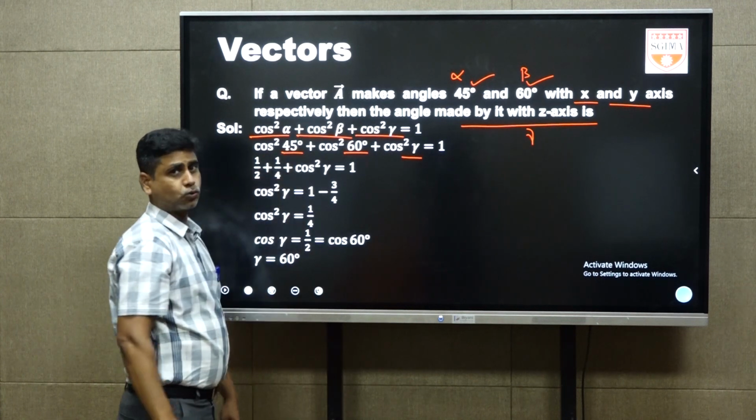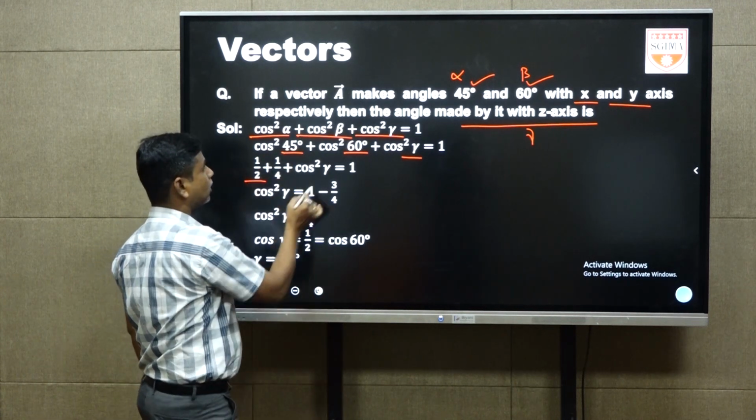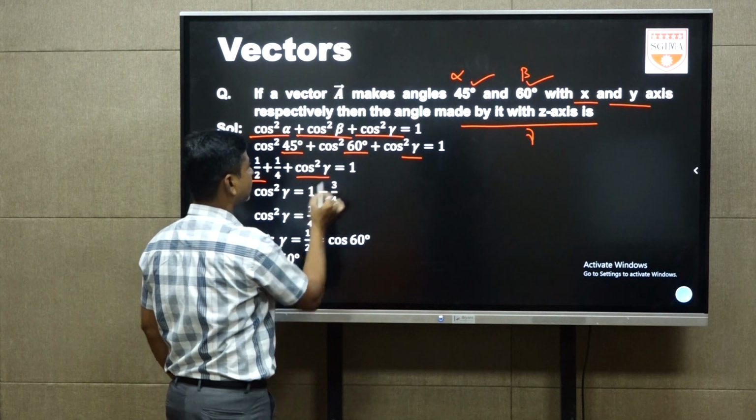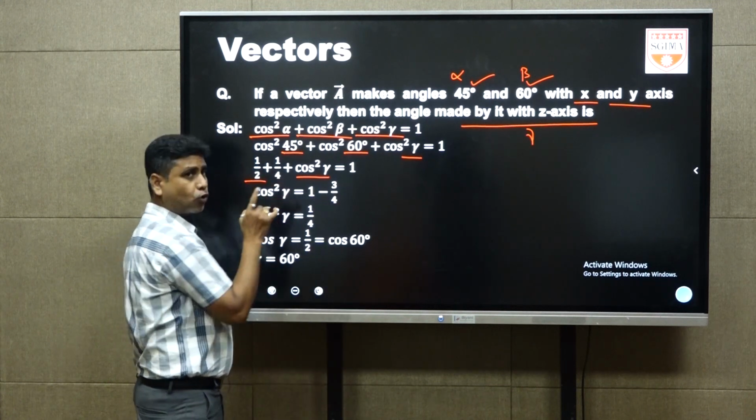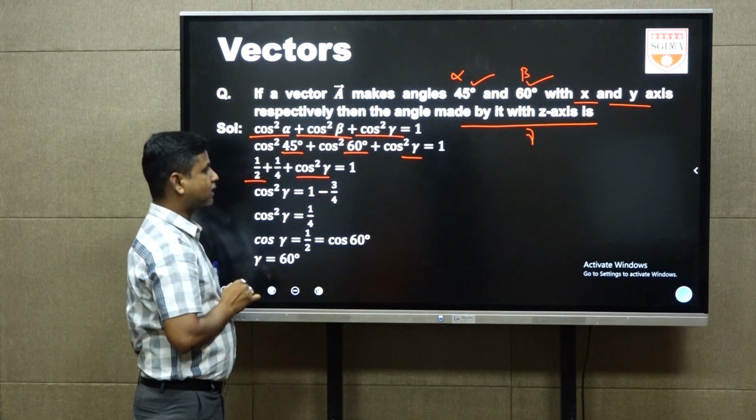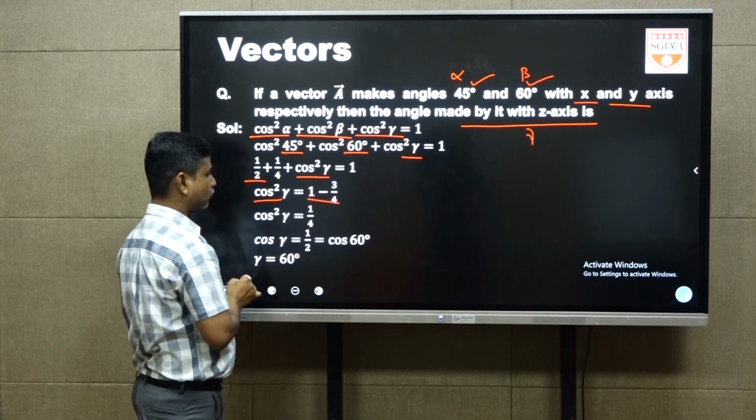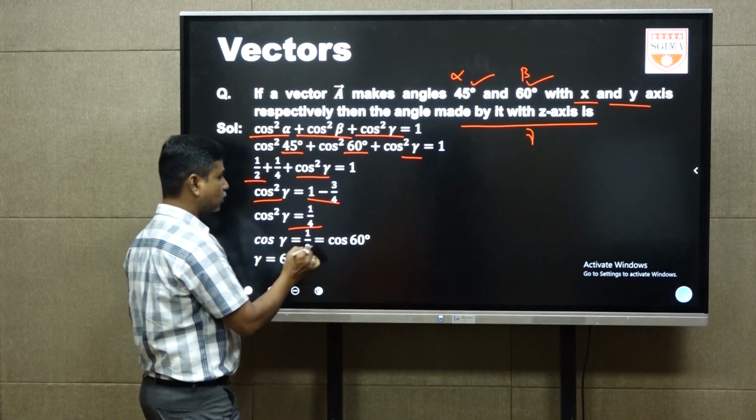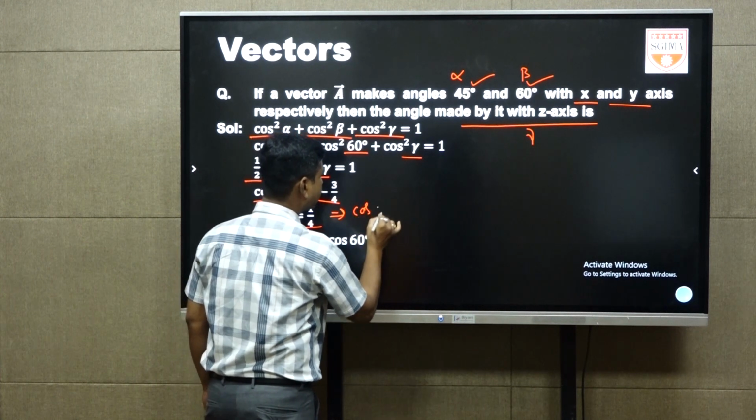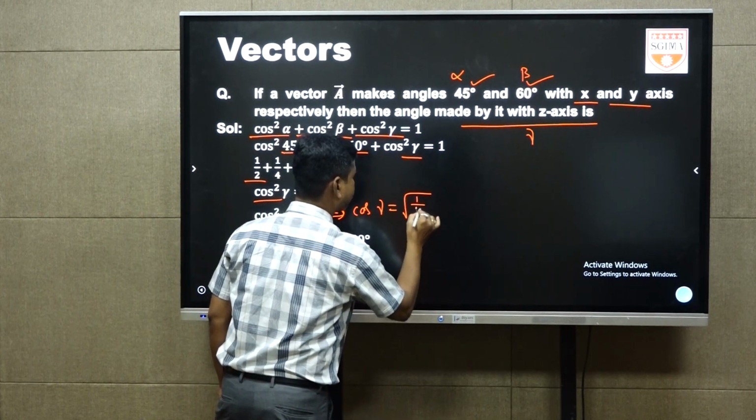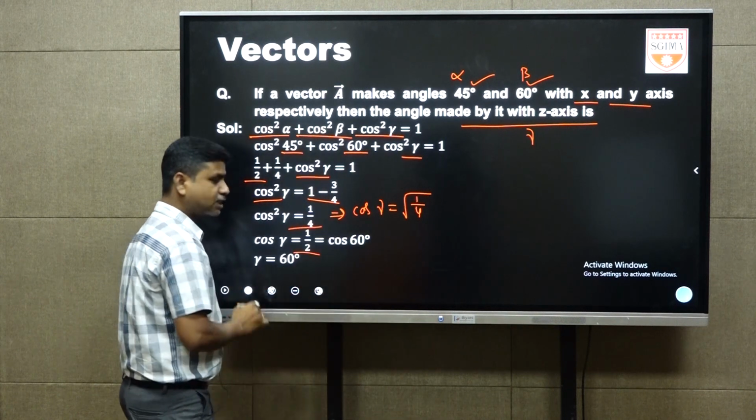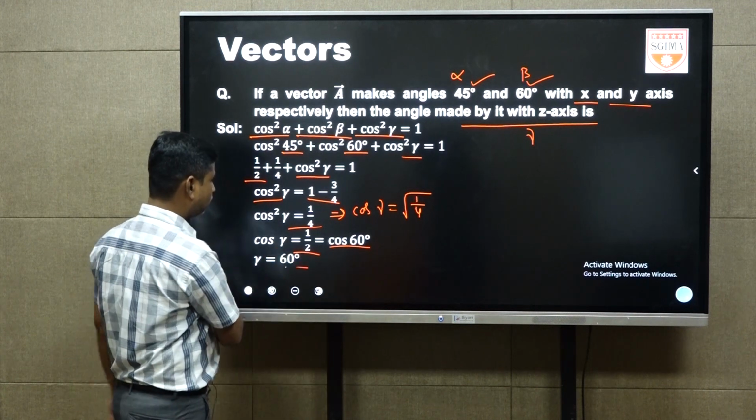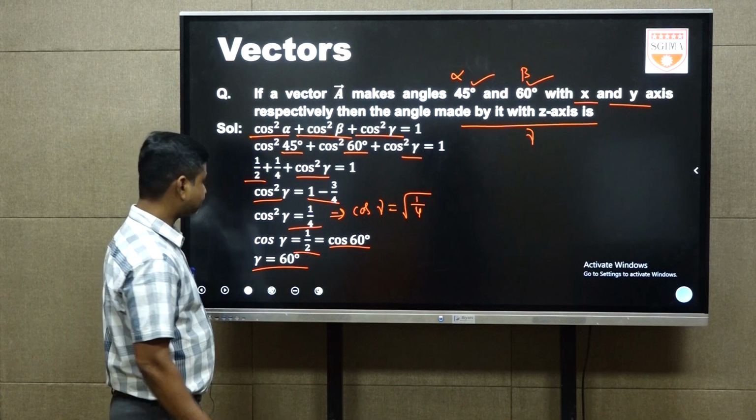Cos 45 is 1 by root 2, 1 by root 2 whole square is 1 by 2. Cos 60 is 1 by 2, 1 by 2 whole square is 1 by 4. Plus cos square gamma equals 1. 1 by 2 plus 1 by 4 is 3 by 4. Sending 3 by 4 to the right side, cos square gamma equals 1 minus 3 by 4, that is cos square gamma equals 1 upon 4. Then cos gamma equals under root 1 by 4, which is 1 upon 2. 1 upon 2 is cos 60 degree. Then the value of gamma equals 60 degree.